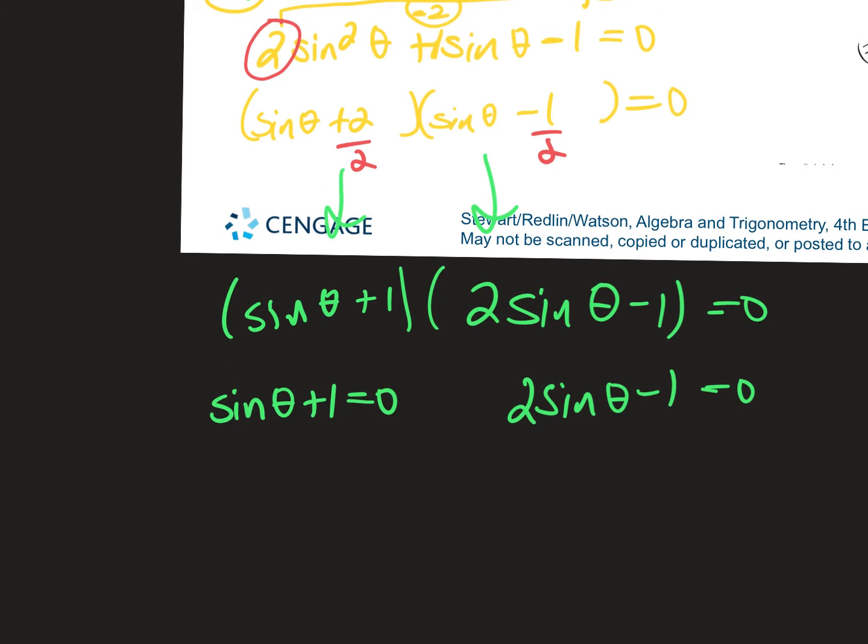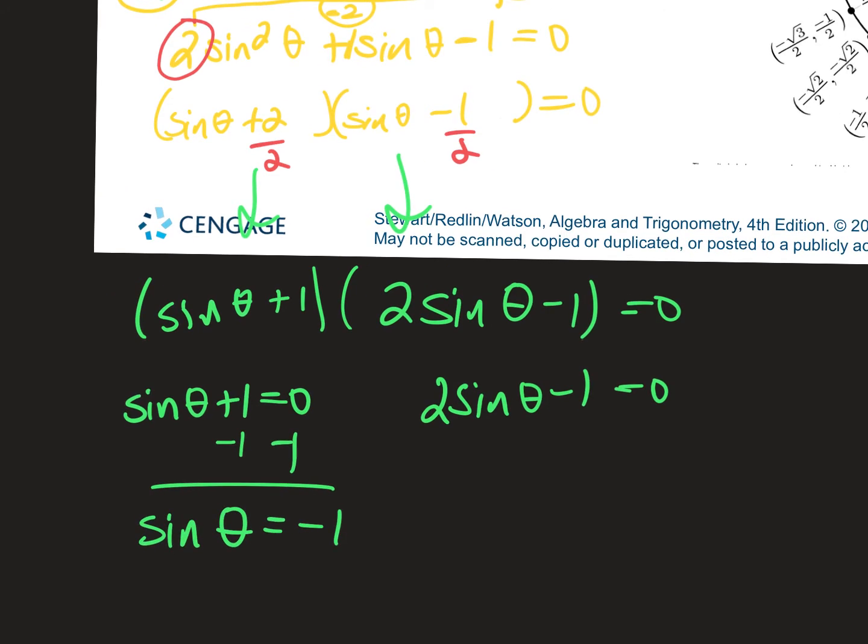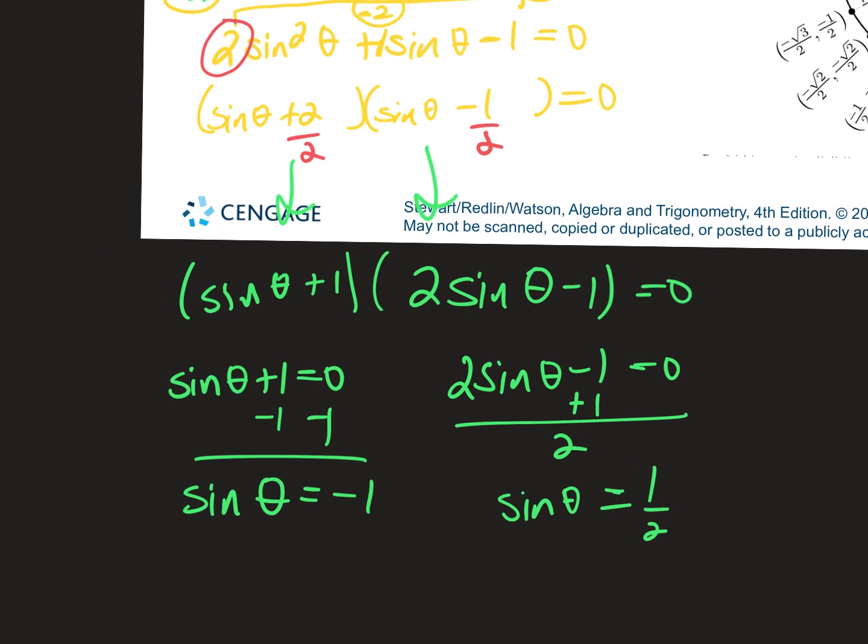So on that left-hand side, how do I get sine theta by itself? Subtract 1. So I have sine theta equals -1. On the right-hand side, what do I do? I'm going to add 1 and divide by 2. Good. So I have the sine of theta equals positive 1/2. Very good. Now, that's not what my answer is.